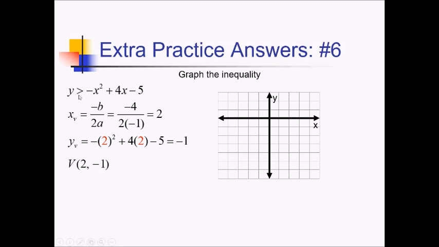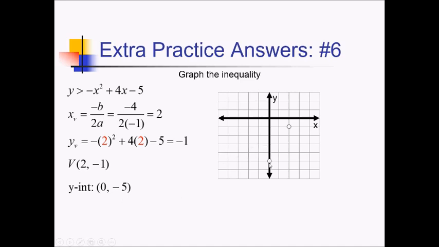And we have no equals under the inequality, so that's an open dot at 2, -1 right there. Now I can also graph the y-intercept. That's going to be this constant here, this c value of -5. So 0, -5 is our y-intercept, and that is down here.